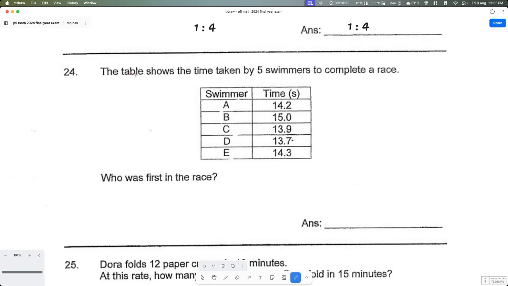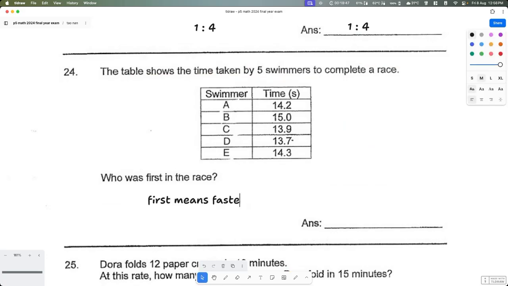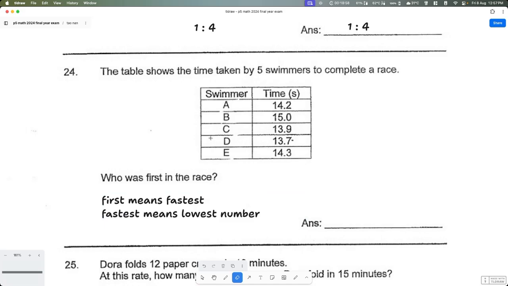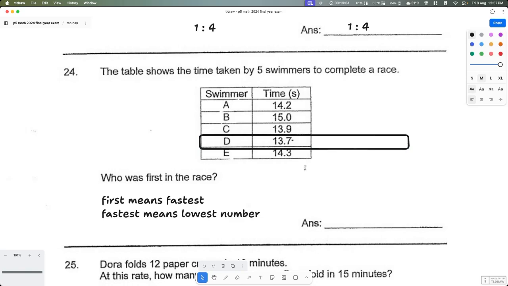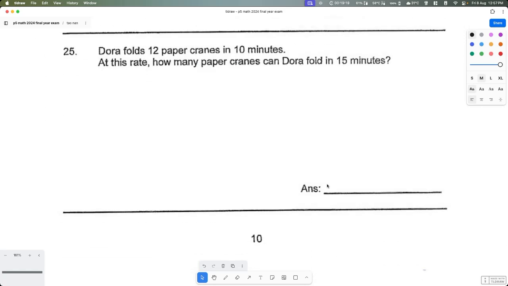Question 24. The table shows the time taken by 5 swimmers to complete the race. Who was the first to finish the race? First means fastest, and fastest means lowest number. So what's the lowest number in this case? The lowest number is 13.7, so this is the lowest number. So that means this is the answer. Sorry, so who was the first? D, not 13.7. Okay, let's move on to question 25.